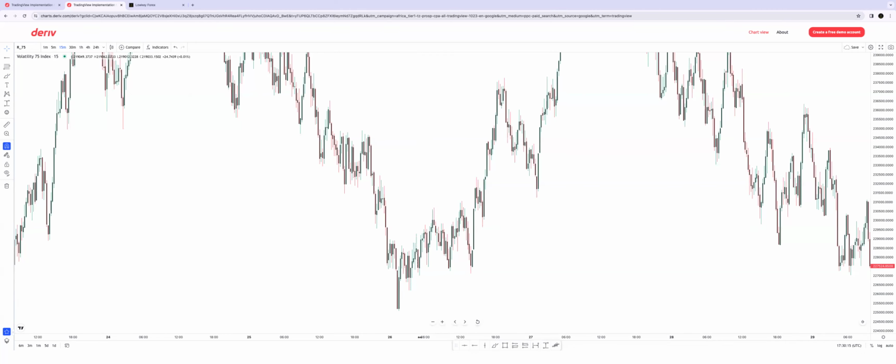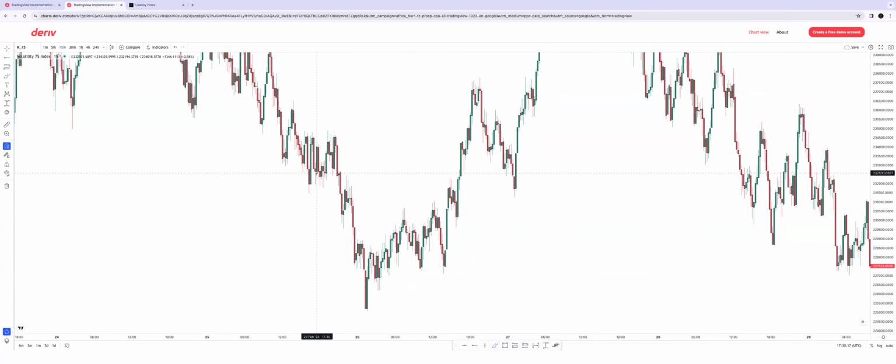Okay. Also, right here we have an example. This is our invalidation, right? And price got to break our structure right here, and we made a low. That means this is our new invalidation.